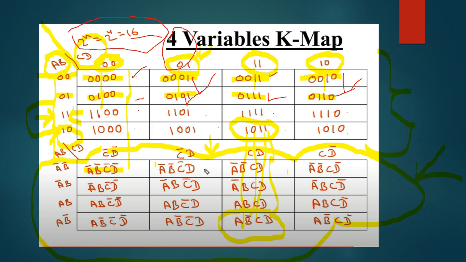Now let's talk about the final one, that is this one, A, B bar, C and D bar. As you can see, because of this 1 I have written A, because of this 0 I have written B bar, because of this 1 I have written C, and because of this 0 I have written D bar. This is how we can write down our values.